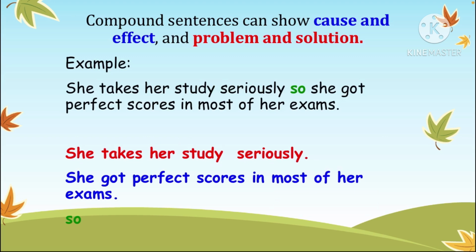Next example: she takes her studies seriously, so she got perfect scores in most of her exams. Our coordinating conjunction is the word so. These are the two simple sentences or the two independent clauses that we combine together. She takes her studies seriously. She got perfect scores in most of her exams. The coordinating conjunction that we use to combine these two simple sentences is the word so.